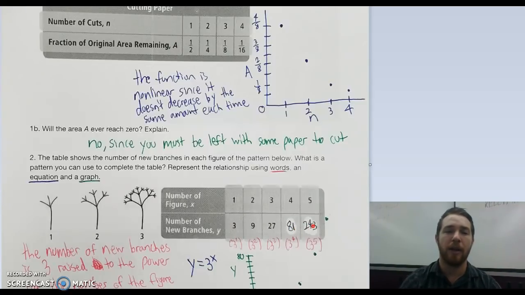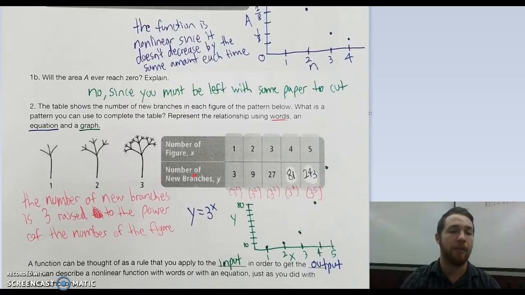And if you want to think of the connection, instead of just between the y's, if I want to think of how I go from x to y, I basically just take 3 and raise it to the power of x. So 3 to the first is 3, 3 squared is 9, 3 to the third, 3 to the fourth, 3 to the fifth. So I can describe that, again, as a power. The number of new branches is 3 raised to the power of the number of the figure that you have. So whatever I want for the y's, I take 3 and raise it to the power of the x. So that's my equation. y is going to be 3 raised to that figure number.